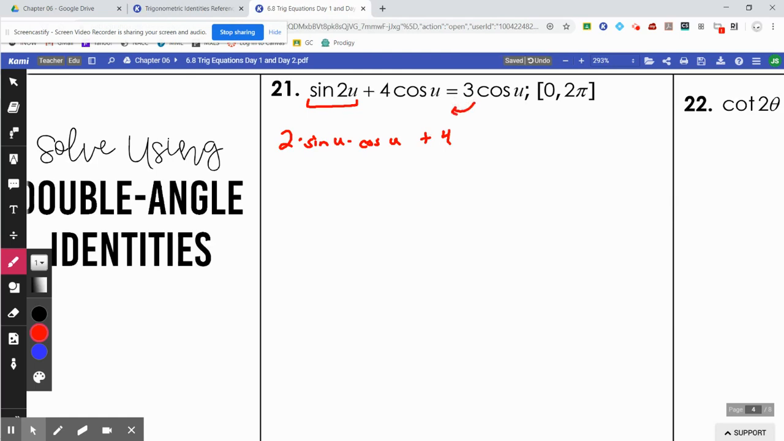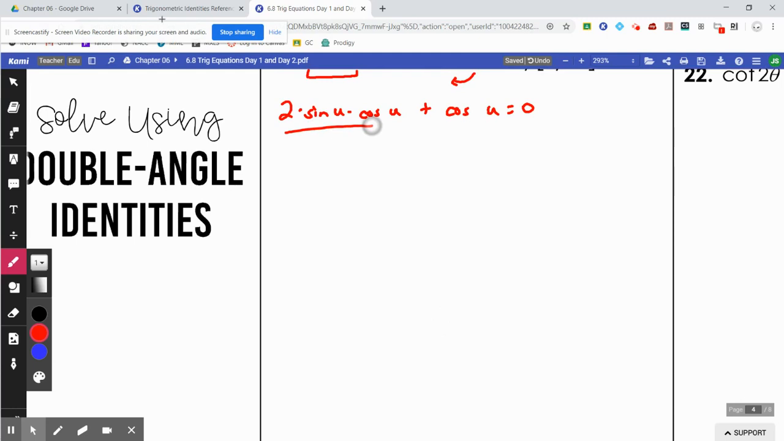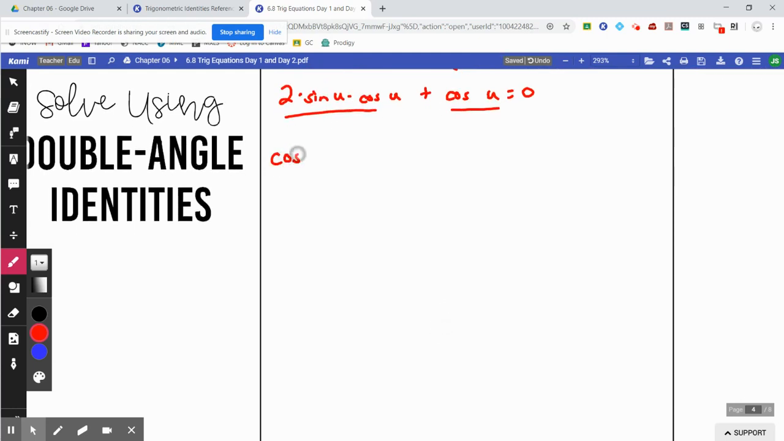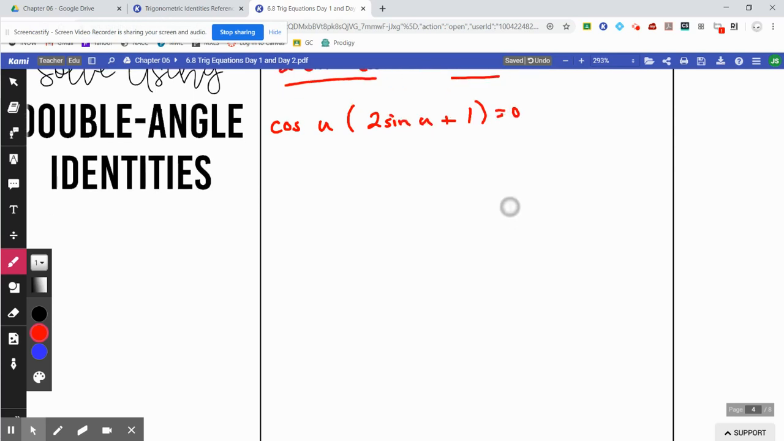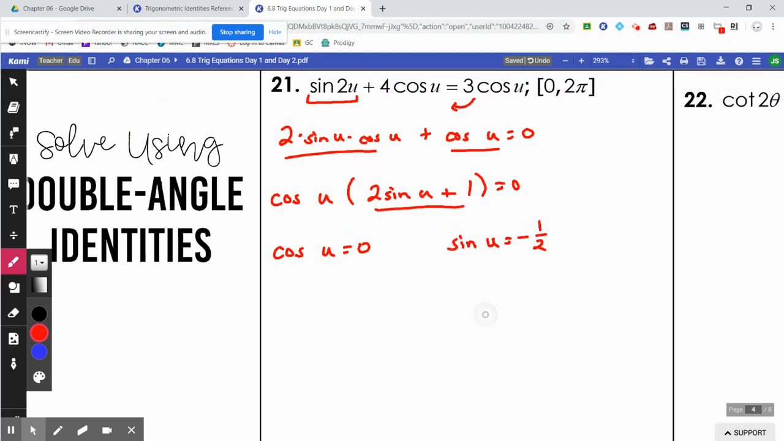So let's move this over, and that's going to be plus 1 cosine u, and that's going to equal 0 now. You have two terms. Both of them contain cosines, which can be factored out. So pull that cosine u out. You're left with 2 sine u plus 1 is equal to 0. Set each factor equal to 0, so that'd be either the cosine of u equals 0, or when you set this factor equal to 0, I'm going to skip a step, the sine of u is negative 1/2. We'll solve each of those.